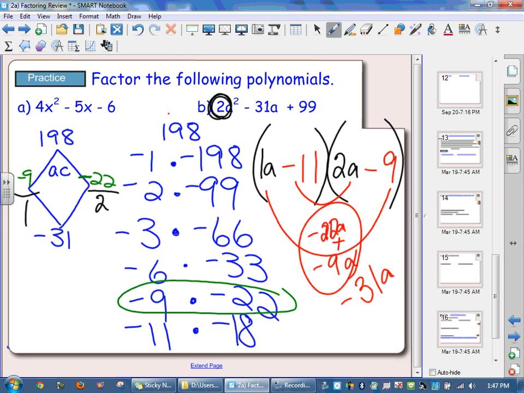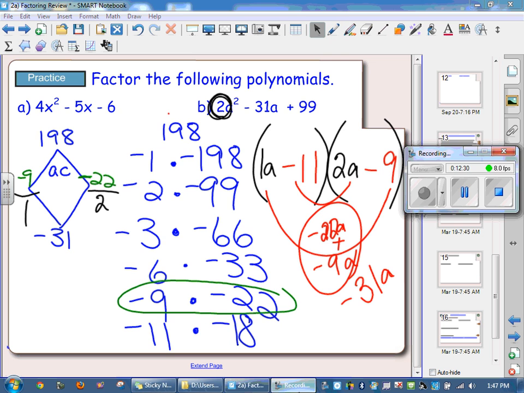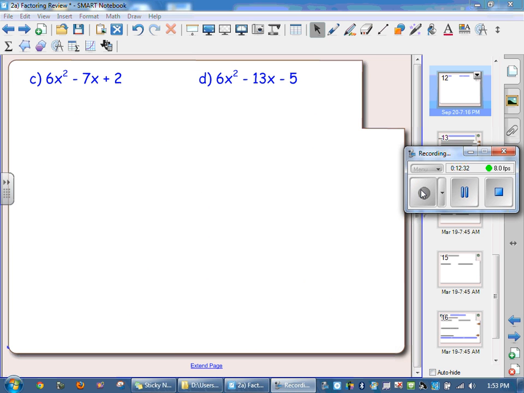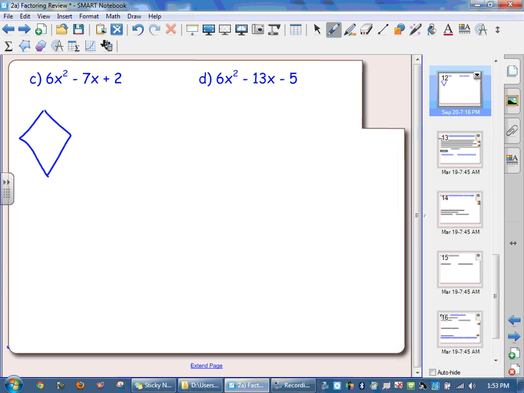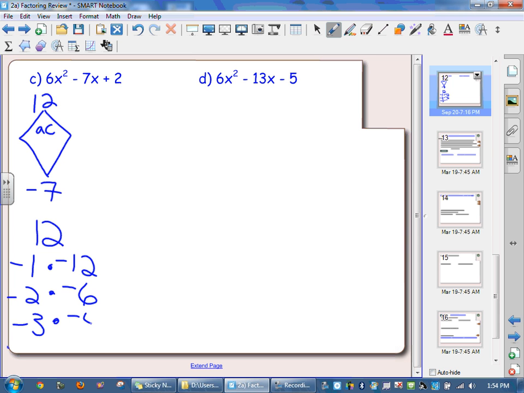Let's take a look at what this gives us. So, we do our diamond. On top, A times C gives me 12. On the bottom, it's a negative 7. Factors of my 12. Negative 1 times negative 12, negative 2 times negative 6, negative 3 times negative 4. The negative 3 and negative 4 give me my negative 7. So I'm going to use negative 3 and negative 4 in my wings.